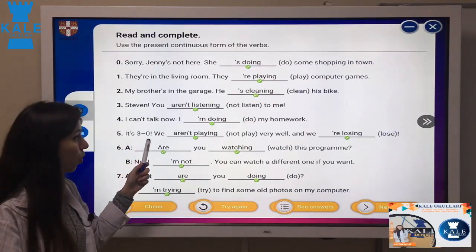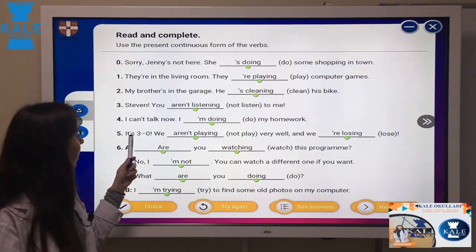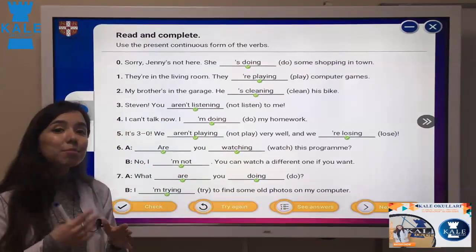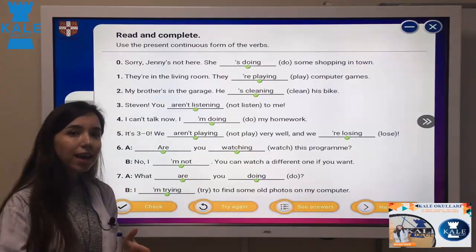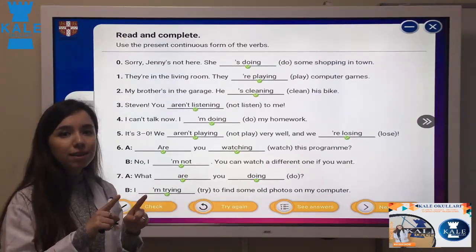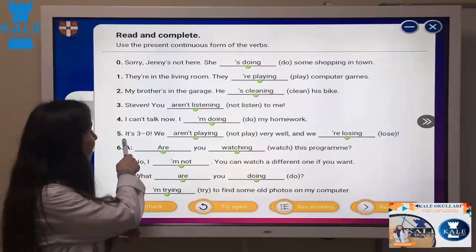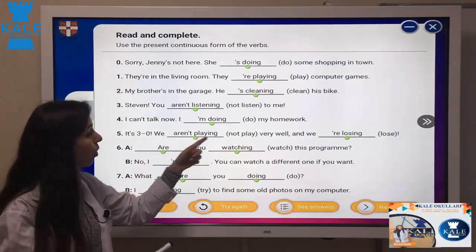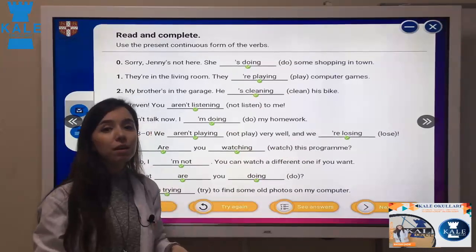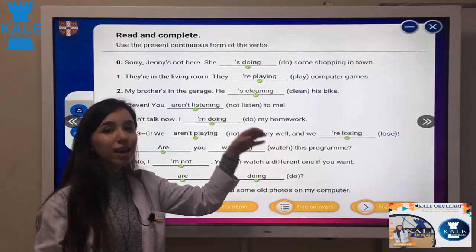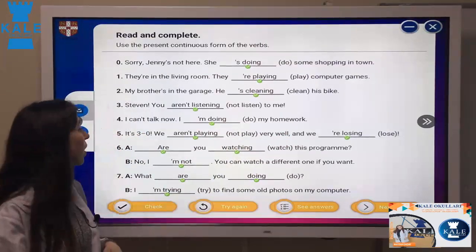It's 3-0. It's a kind of match, yes? It's 3-0. We aren't playing very well. The match is continuing. Right now, the match is continuing. We are playing, for example, 2 football teams. Yes, they are playing. It's 3-0. We are not playing very well. We are at 0 now, and we are losing. So we are not playing very well. It's obvious that we are losing. All of them we are talking about right now.